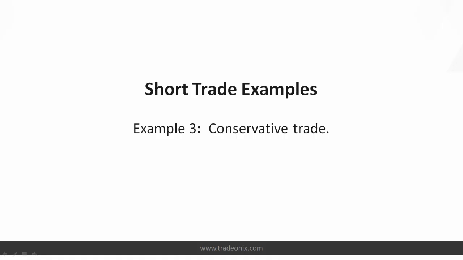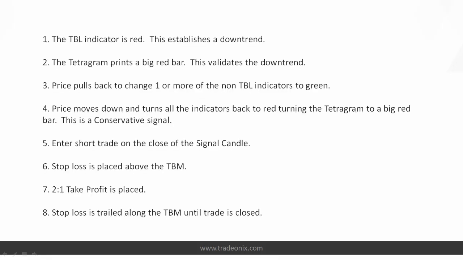Short trade examples. Example number 3, a conservative trade. The TBL indicator is red. This establishes a downtrend. The tetragram prints a big red bar, and this validates the downtrend. Price pulls back to change one or more of the non-TBL indicators to green. Price moves down and turns all the indicators back to red, turning the tetragram to a big red bar. Now, this is the conservative signal. We'll enter short trade on the close of that signal candle.